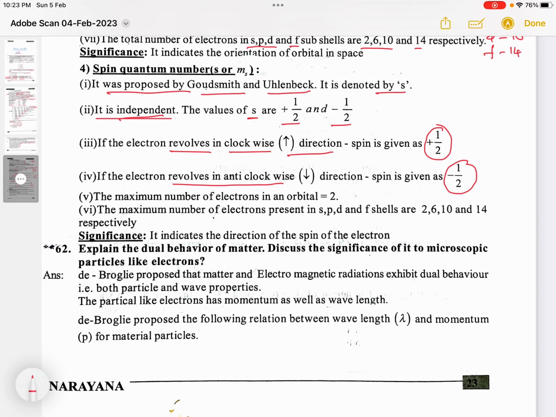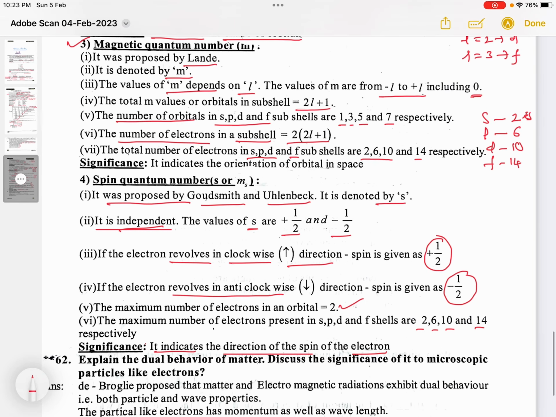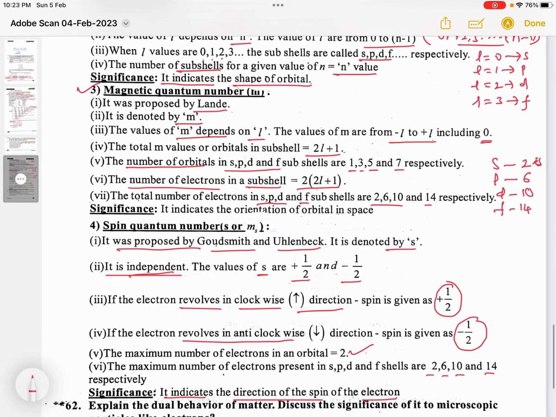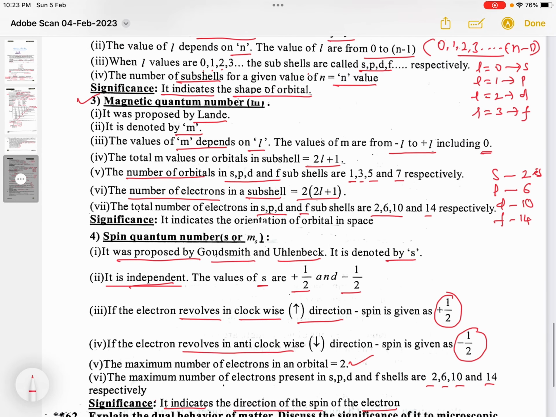Maximum number of electrons in an orbital is equal to 2. Any orbital can accommodate 2 electrons. The maximum number of electrons present in S, P, D and F subshells are 2, 6, 10, 14 respectively. And coming to the significance, it indicates the direction of the spin of the electron. So these are the important points and significances of different types of quantum numbers.